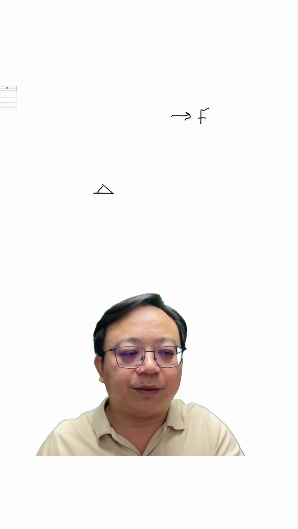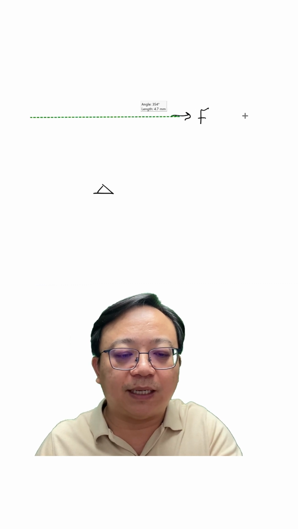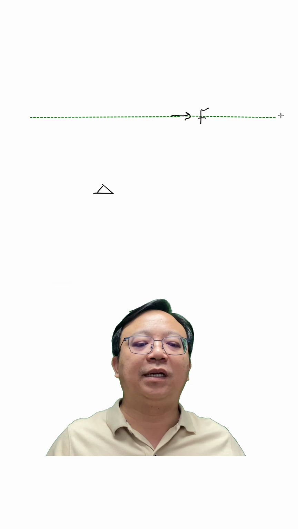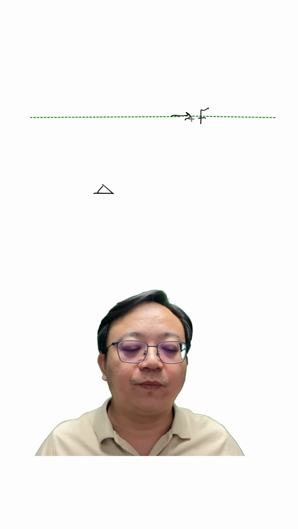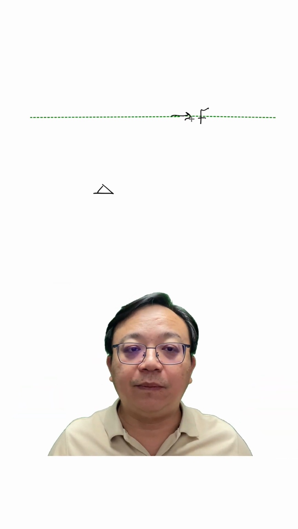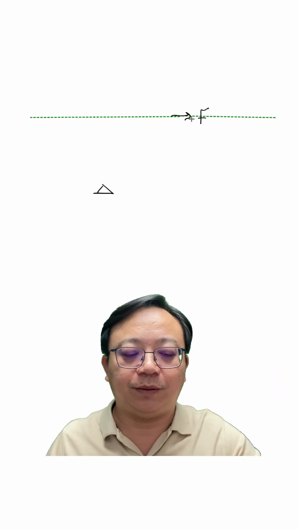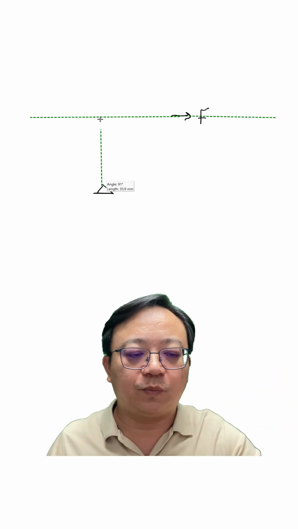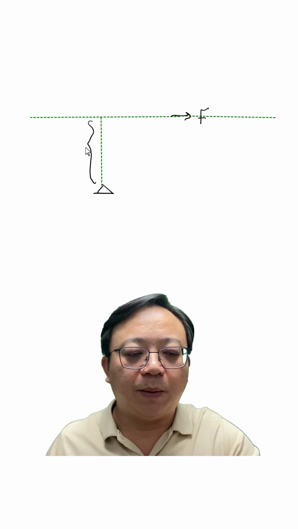For example, this is the pivot. This is the force. Where is the perpendicular distance? Remember, the first step you need to do is elongate the line of action. Elongate means extend. Extend this line of action. That means the line passing through this force. This is called the line of action of this force. Then draw a 90-degree line from the pivot to the line of action. So draw from here to here. This is then the perpendicular distance.